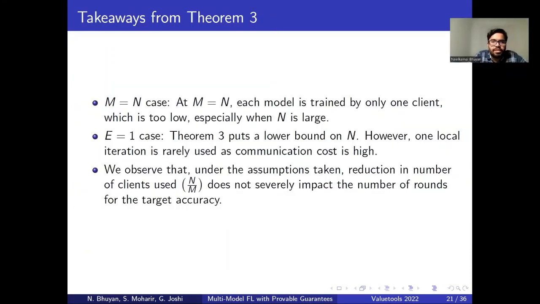Now let's go over the implications of theorem 3. First, we observe that reduction in number of clients used does not severely impact the number of rounds required for target accuracy. Next, the case of A equal to 1. We argue that this case is not usually used in federated learning because it encounters the highest communication cost. Lastly, the M equal to N case. When M is equal to N, each model receives only one client, which is very low when N is large.